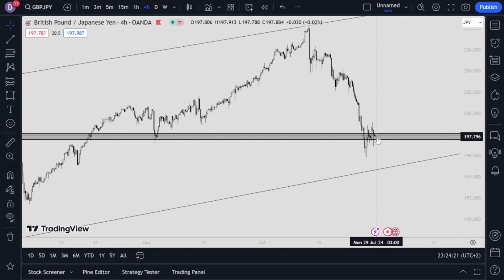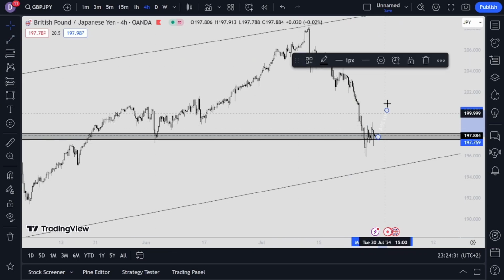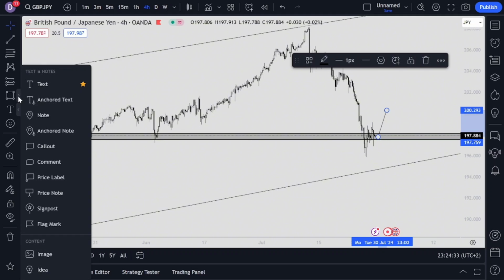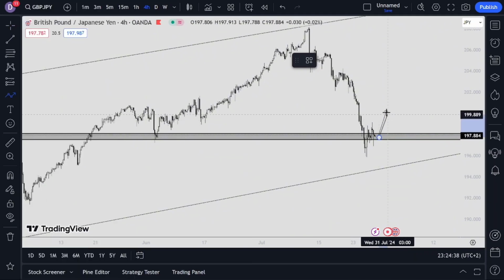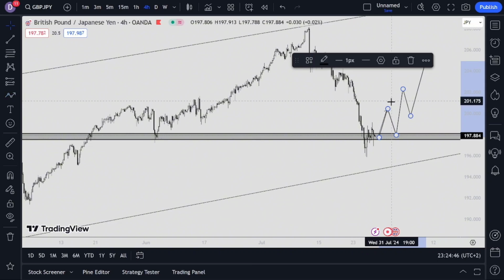If we do reject here and break this point right here, then I think we could potentially do something like this. Let me just show you. So we break that point, retrace, and let me use the path real quick. Path is somewhere here. There we go. So get something like this. Probably retrace back here, retest, and break it, and then potentially go to the upside again. That's what happens if it rejects here and then does something like this.